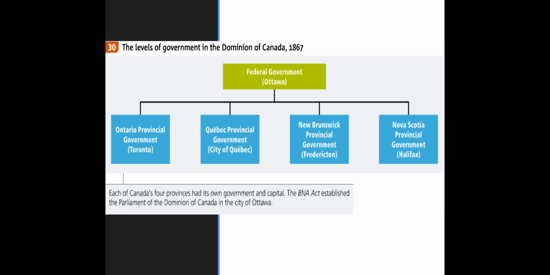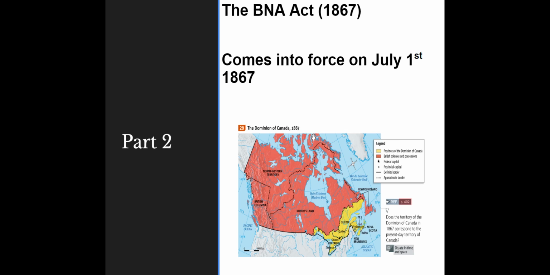So this is what the new government of Canada looks like in 1867, following the BNA Act. It established a federal and a provincial government. So this is what we know as Canada Day. July 1st, 1867 was the signing of the British North America Act, which created the Dominion of Canada.